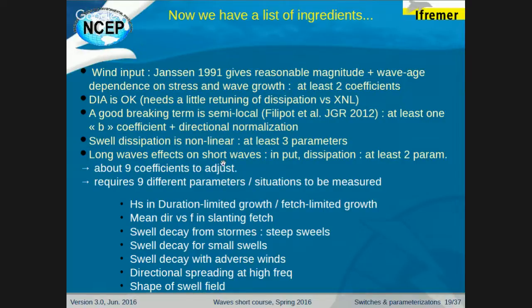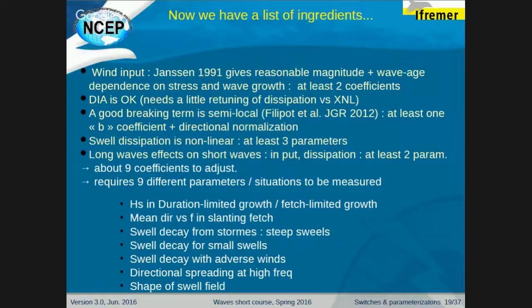Probably there's some effect of long waves on short waves, both on the input and the dissipation, so 2 more parameters, and you end up with at least 9 coefficients to adjust, because all these things are known more or less empirically. That requires at least 9 different parameters or situations in which you measure the waves and adjust your model. What people used to do is just look at the wave height in such limited growth conditions. But that's not very good because between ST2, Tolman and Chalikov, and ST3, which is Janssen et al., there is a factor 3 difference in the input, and still you get more or less the same growth curve.